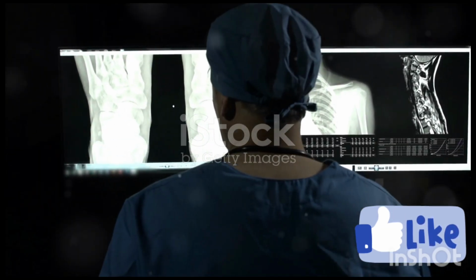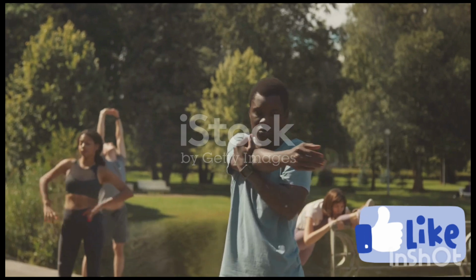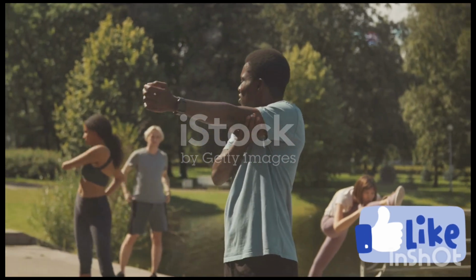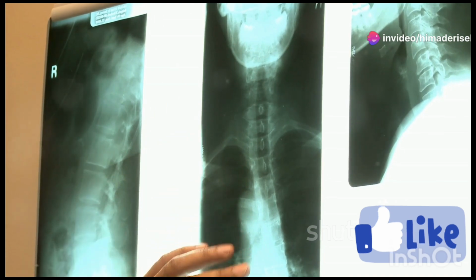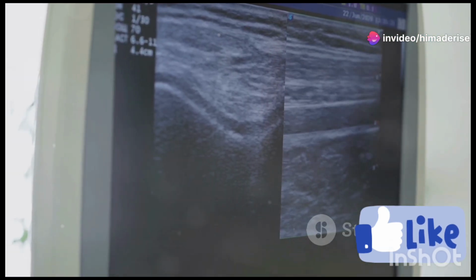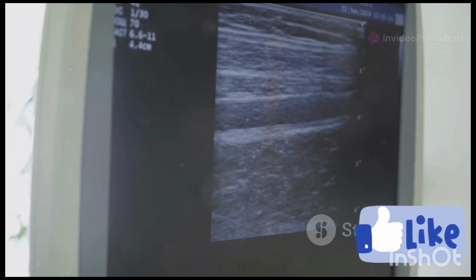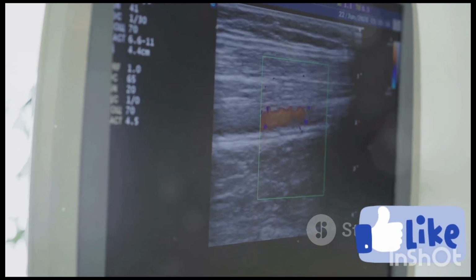Osteophytes themselves don't always cause symptoms. In fact, many people have bone spurs and are completely unaware of their presence. Symptoms typically arise when osteophytes rub against other bones, nerves, or tendons, causing irritation and inflammation.